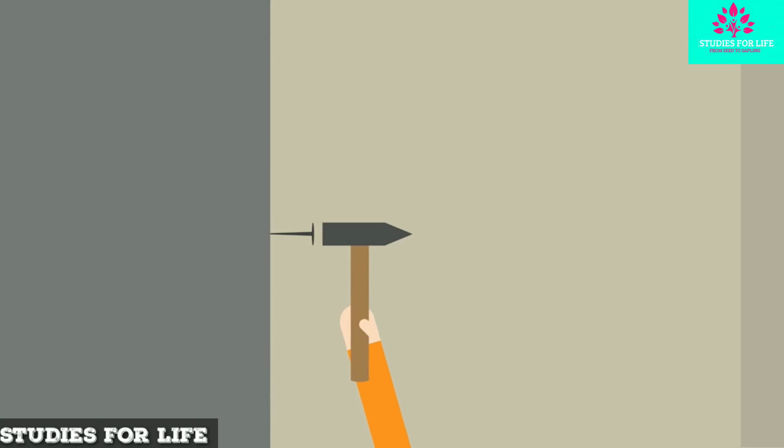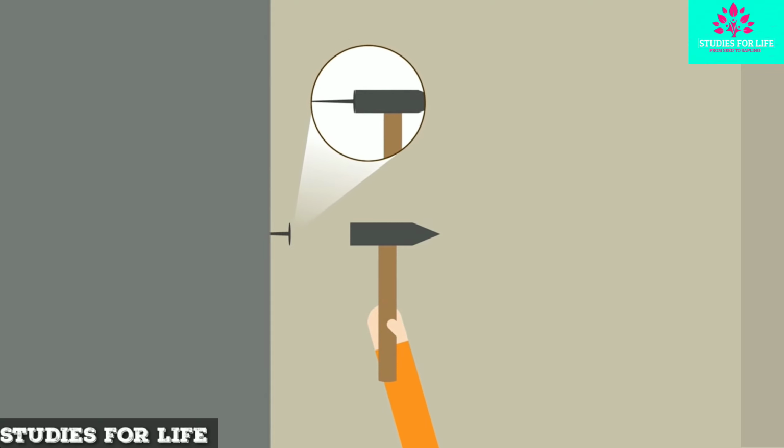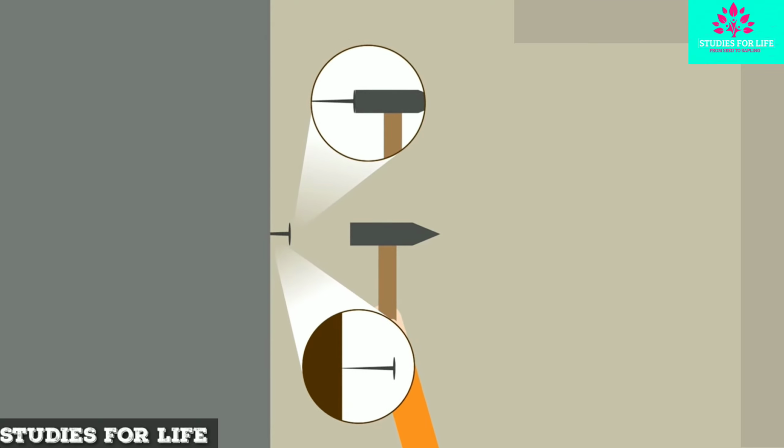An iron nail, you apply force on the flat side of the nail. The pointed side of the nail, which is in contact with the wall, then applies the force on the wall and tries to pierce it.